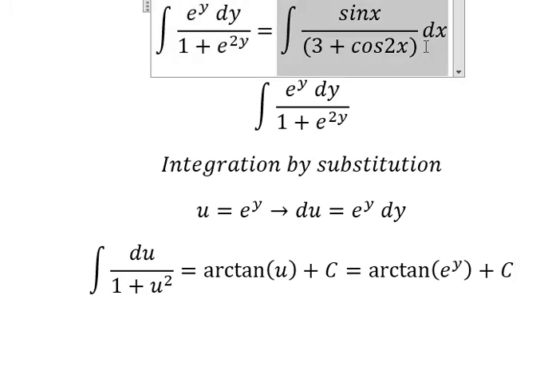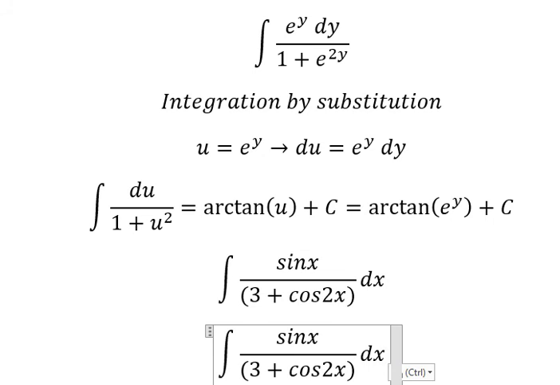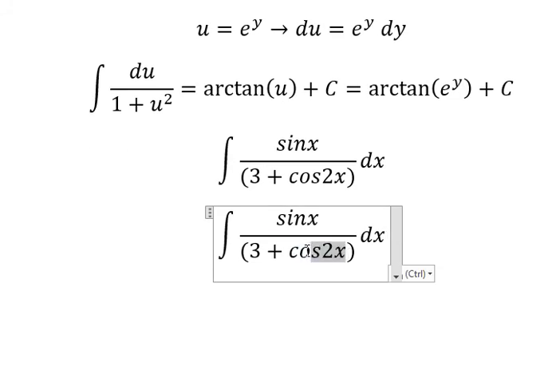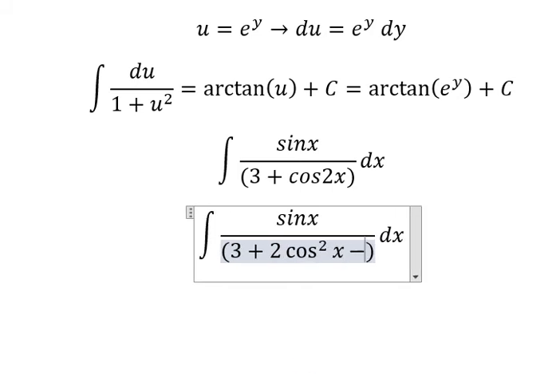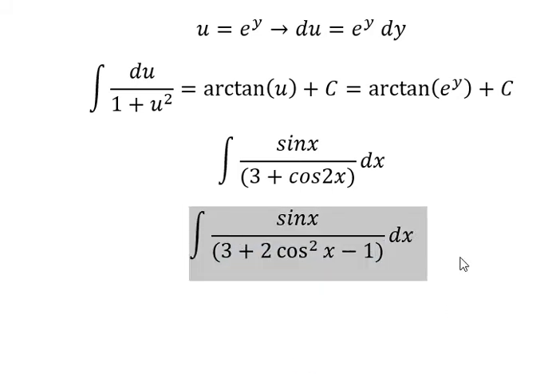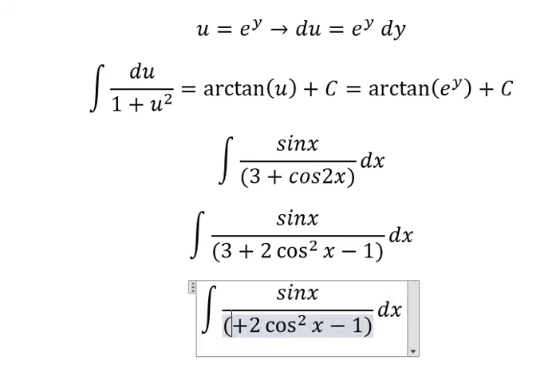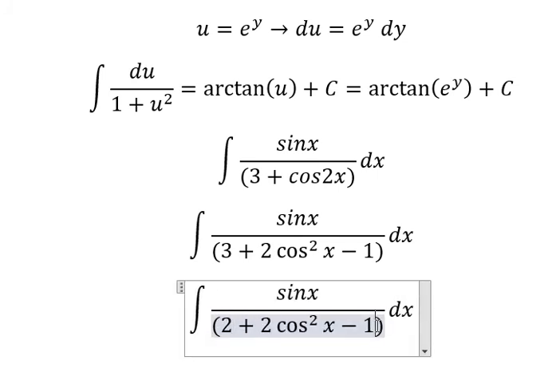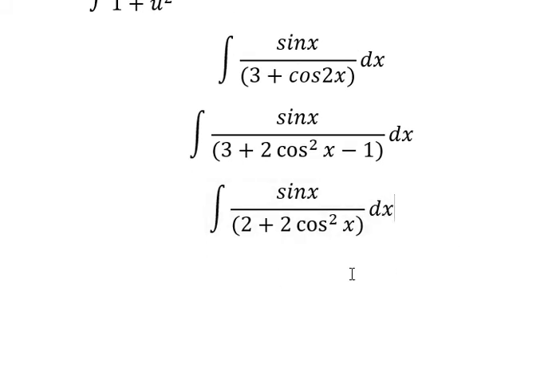Now let's go to this one in here. cos2x, we can change into 2 cosine x squared minus 1. Number 3 minus 1, we have number 2. So number 2, we can do factorization.